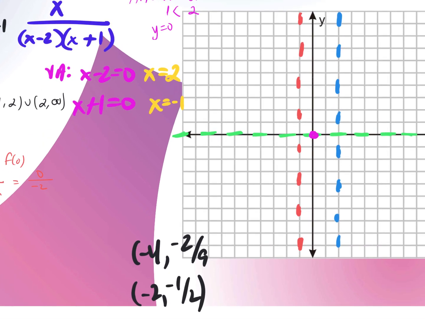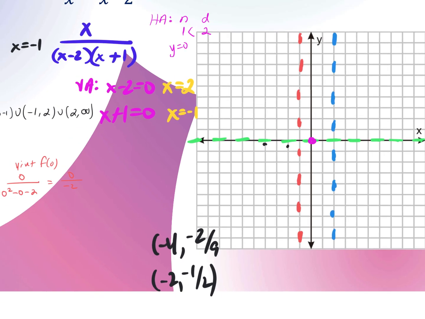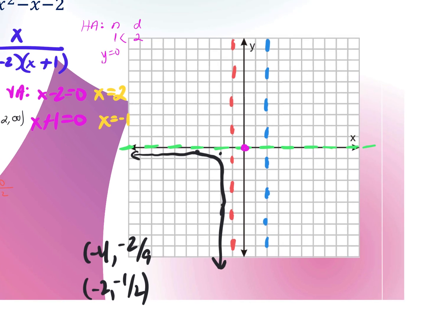So negative 4, 1, 2, 3, 4. Negative 2/9 is just below 0. And then negative 2, 1, 2, and then 1/2. So here. And again, you can check your calculator and see, oh yeah, that makes sense. This is where the boomerang exists. Everybody with me?